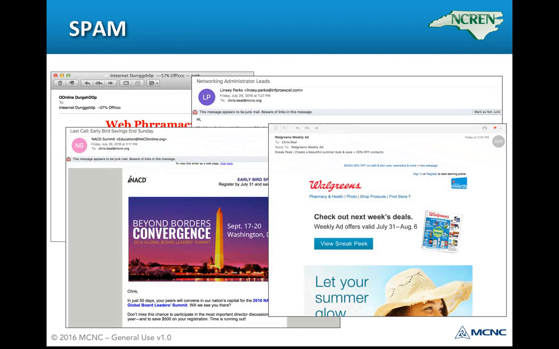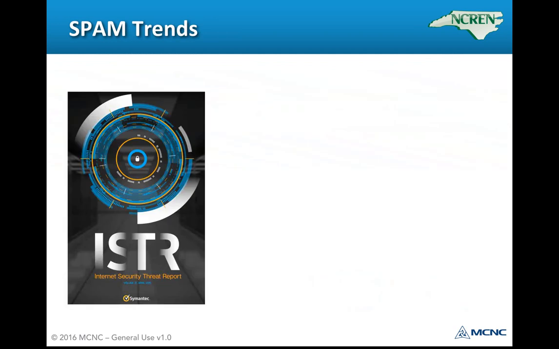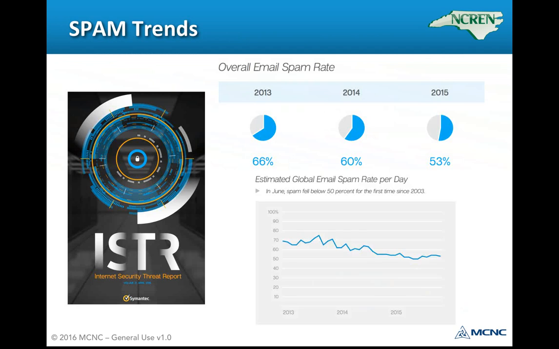So let's look at some trend information related to spam. What we're going to talk about here comes from this report put out by Symantec called the Internet Security Threat Report, and this came out in April of 2016. So what they show us in that report is that generally spam rates are on the decline. In 2013, 66% of all emails traversing the global internet were considered to be spam. And in 2015, that number is down to 53%. So if you look at the trend line there, you can see that that seems to be a positive trend.